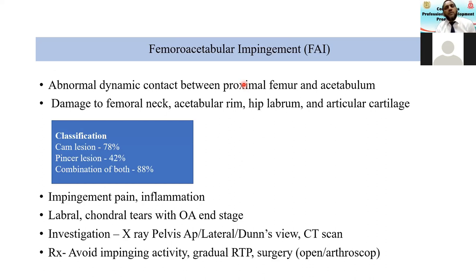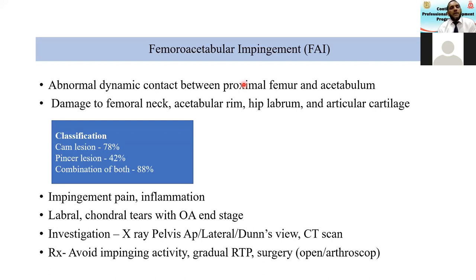When we talk about femoroacetabular impingement, the FAI, this is one of the conditions causing hip pain. It is due to abnormal dynamic contact between the proximal femur and the acetabulum. If you look at the femur, there is a normal sphericity of the femoral head, and the acetabular rim has to be fixed. If there is an overcoverage of the acetabular labrum or loss of sphericity of the femoral head, it can cause abnormal biomechanics, which can cause damage to the femoral neck or acetabular rim or the labrum or the cartilage.